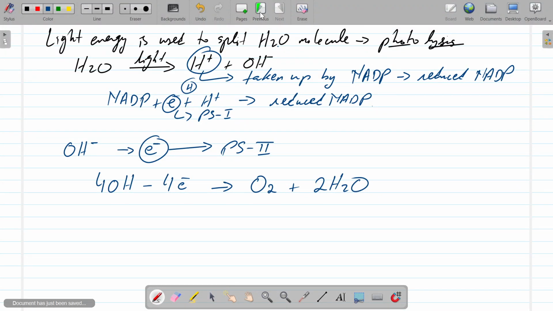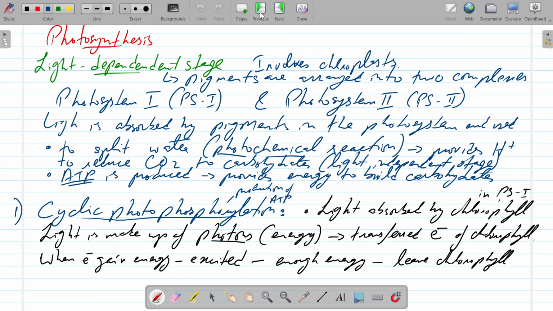So in the previous class we talked about the light dependent stage of photosynthesis, and just as a quick recap, the light dependent stage involves chloroplasts where the pigments are arranged into two complexes, photosystem 1 and photosystem 2. One thing I skipped over last time is that each of these photosystems absorbs light in slightly different wavelengths of the spectrum.